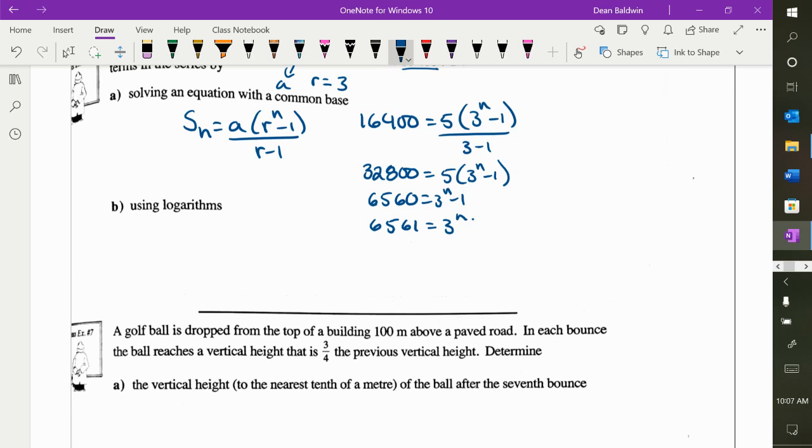That's where you should simplify it to before you even think about logs. 3 minus 1 is 2. And then multiply this by 2 to get this. Divide off the 5 to get this. And then add the 1 to get this. Then you can start thinking about logs or a common base.